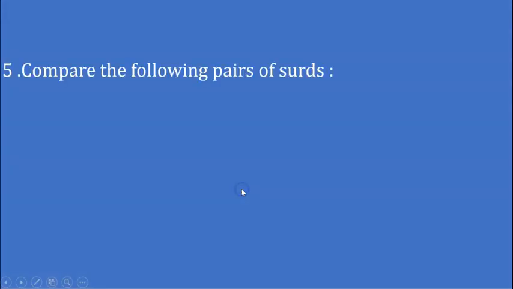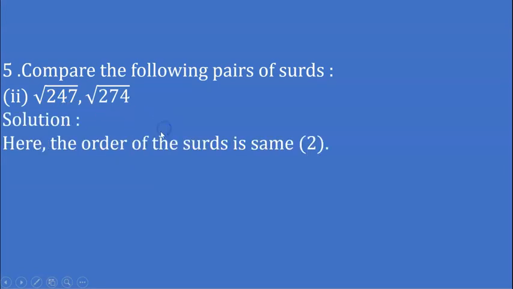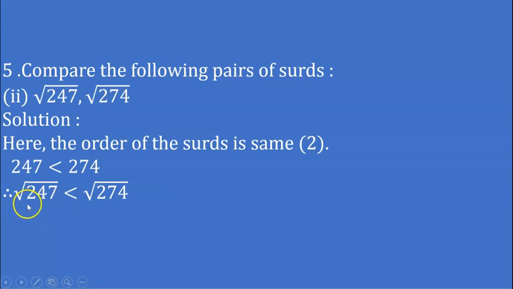Now next, root of 247 and root of 274. Here the order of the surds is the same, which is 2, and 247 is less than 274, and hence root of 247 is less than root of 274.